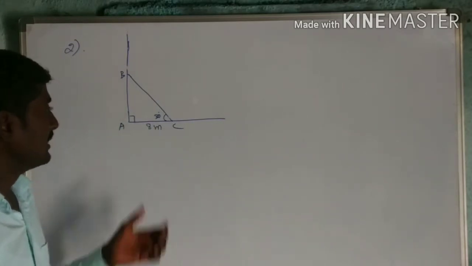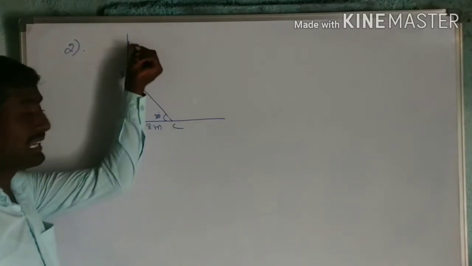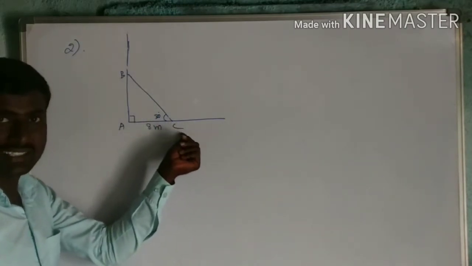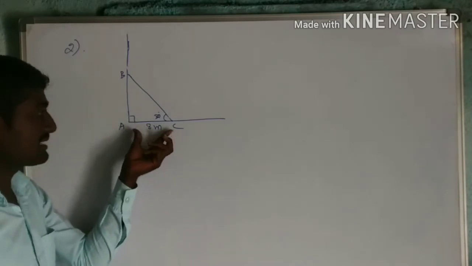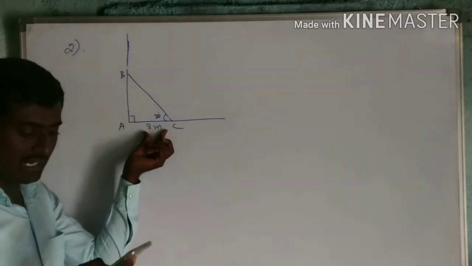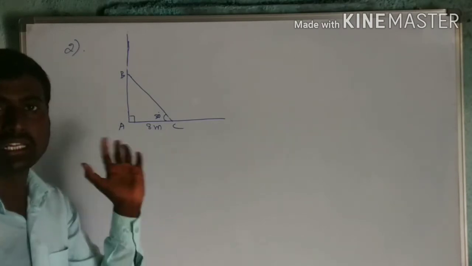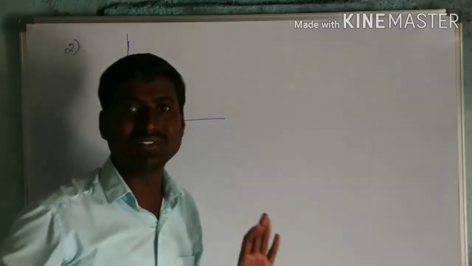What does that mean? The top of the tree touches the ground means C. From the foot of the tree it is how much? 8 meter. Then after, you have to find the height of the tree. We have to find the height of the tree.